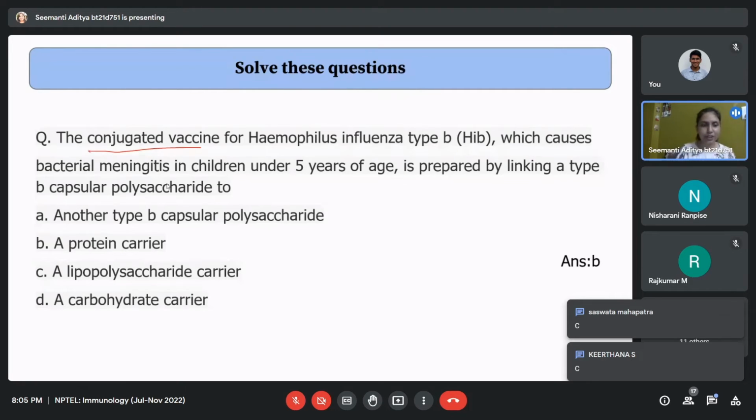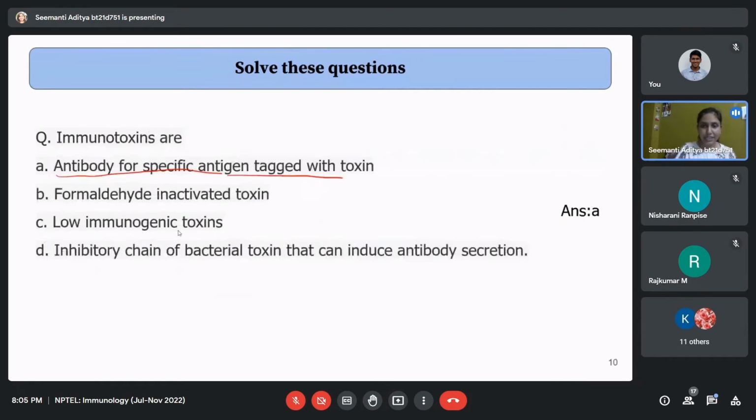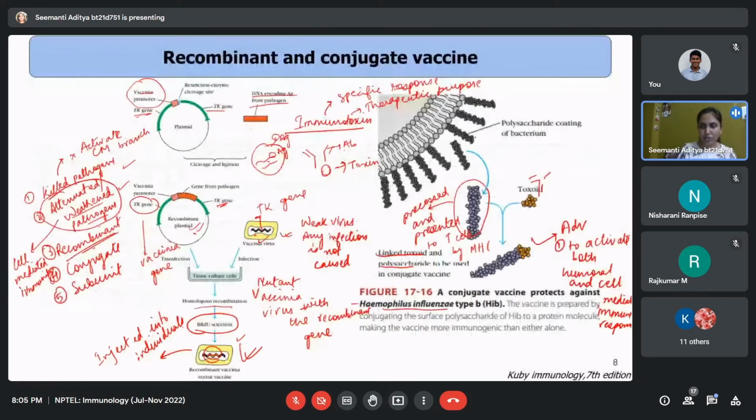No, so the answer is option B. It's the protein carrier, because here we had seen that the toxoid is used. Toxoids are generally proteins, and proteins are recognized by the antibodies very easily. Polysaccharides are not recognized by the antibodies; they need to be processed. So the toxoid is linked with the polysaccharide, as I said, to activate both parts of the immune system.